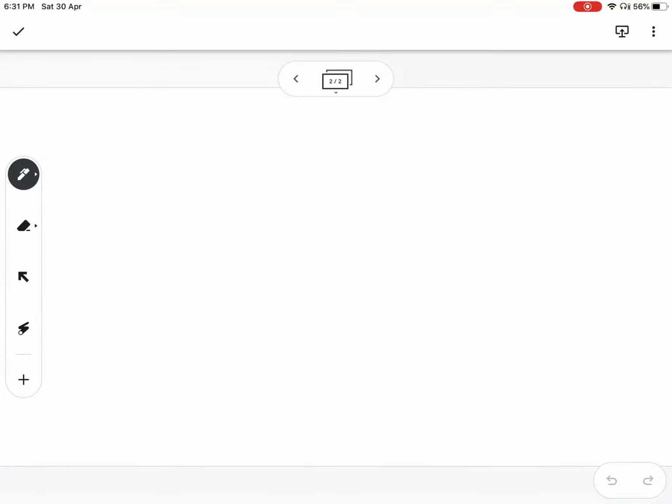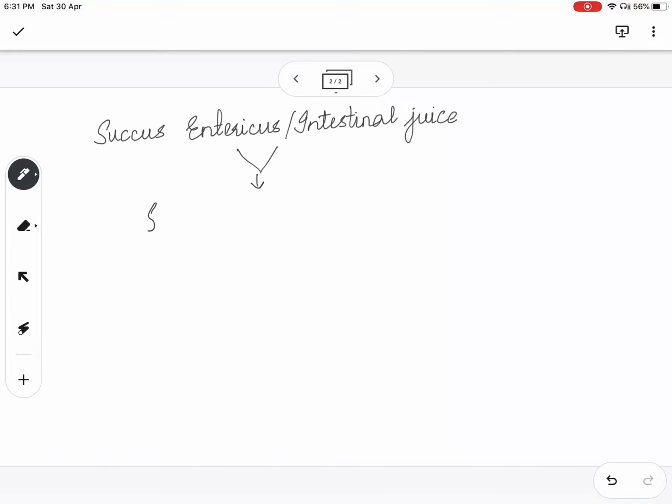Okay, now one more important point that you have to remember over here is something called succus entericus, which is commonly called intestinal juice. Succus entericus, commonly called as what? Intestinal juice. Now, how or in what way did we constitute this as succus entericus or intestinal juice? Please make a note of it.